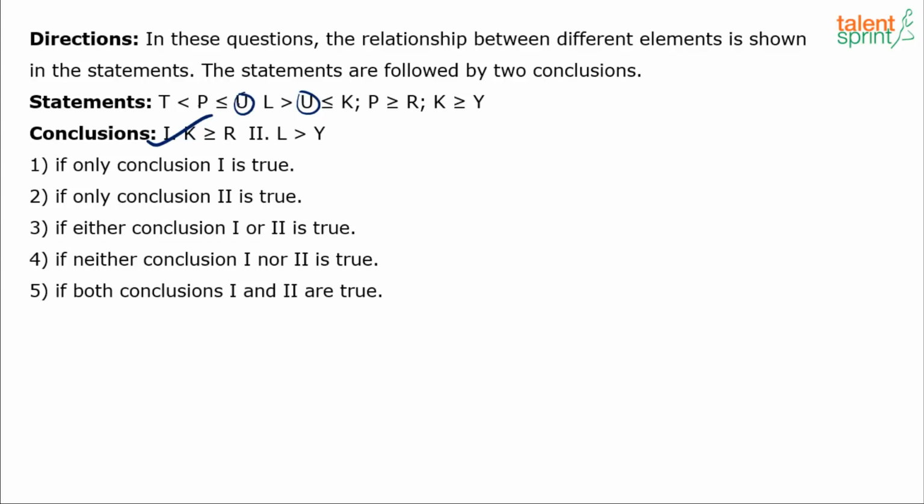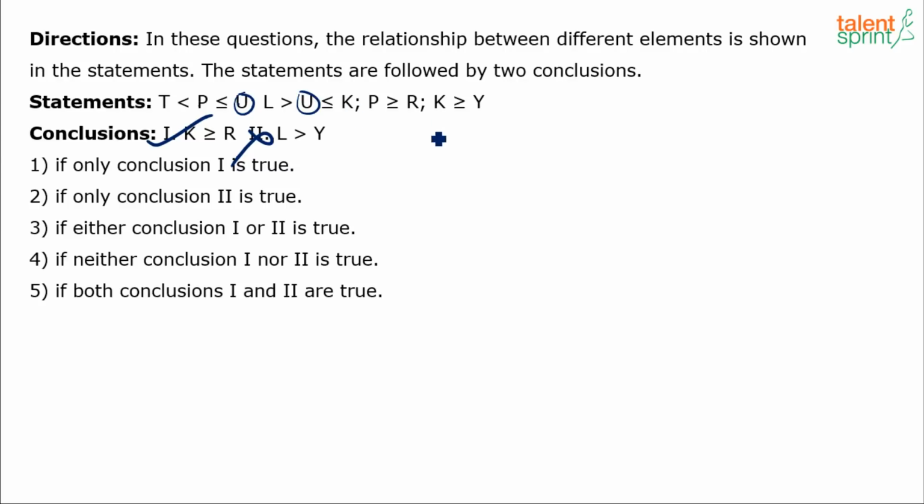Look at 2, L greater than Y. How do you connect L with Y? L is connected to K, K is connected to Y. Now, just read out. L greater than U, U less than or equal to. Here itself I will say conclusion 2 is wrong. Without even going to Y, I will say that conclusion 2 is wrong.